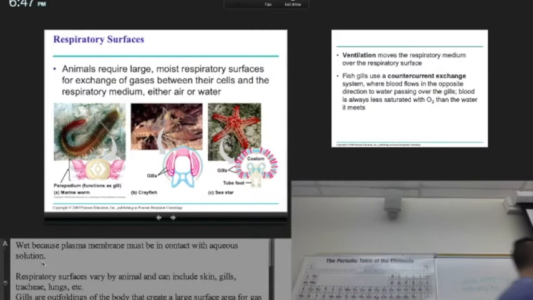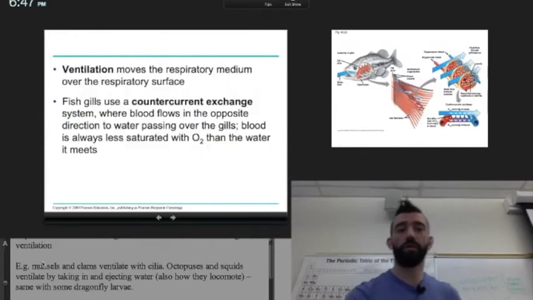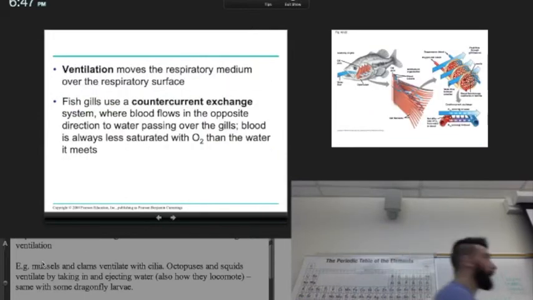Okay, various different kinds of respiratory surfaces. I don't think there's an objective that goes into the specifics of that, so I hope you'll forgive me for moving on.